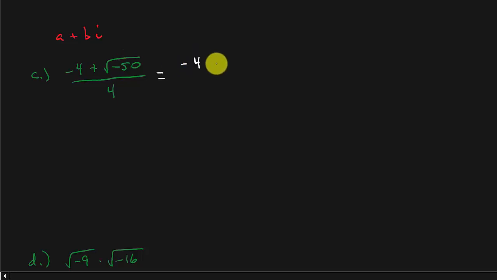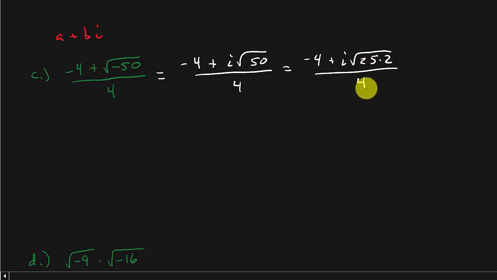So that's negative 4 plus i square root of 50 over 4. All right. So that square root of negative 1 is i. Now let's simplify the square root of 50. So that's going to be negative 4 plus i square root of 25 times 2 over 4. And so that's going to be negative 4 plus, square root of 25 is 5, 5i square root of 2 over 4.